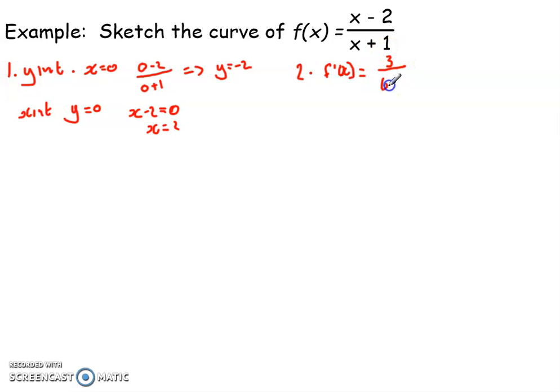f dashed of x equals 3 over the x plus 1 squared. Now, I've done that using the quotient rule. Go and look at that video and come back and just make sure you can get your head around going from there to there, but it's an easy jump.